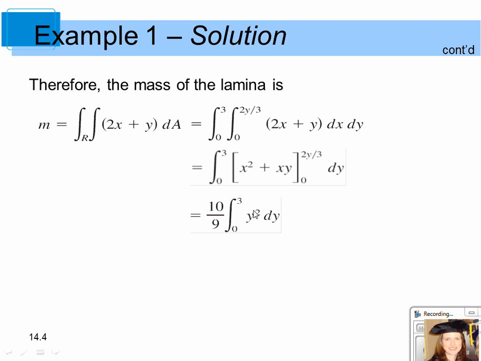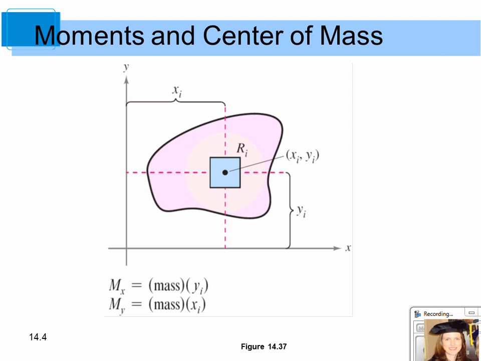When you simplify, you get 10/9 times the integral from 0 to 3 of y squared dy. You can integrate that and simplify your answer to get 10. So the mass of the lamina depicted on the previous slide is equal to 10.